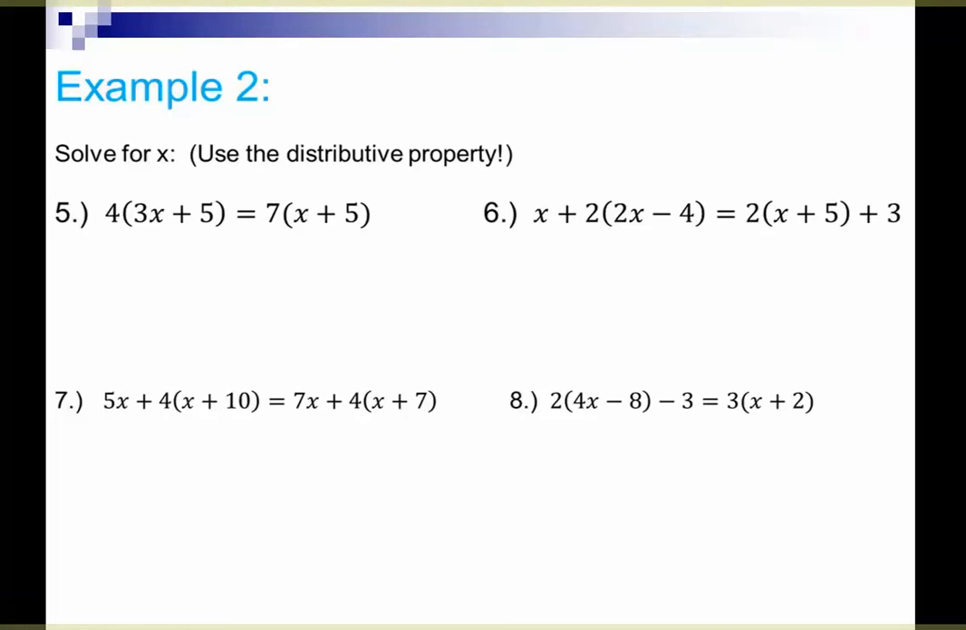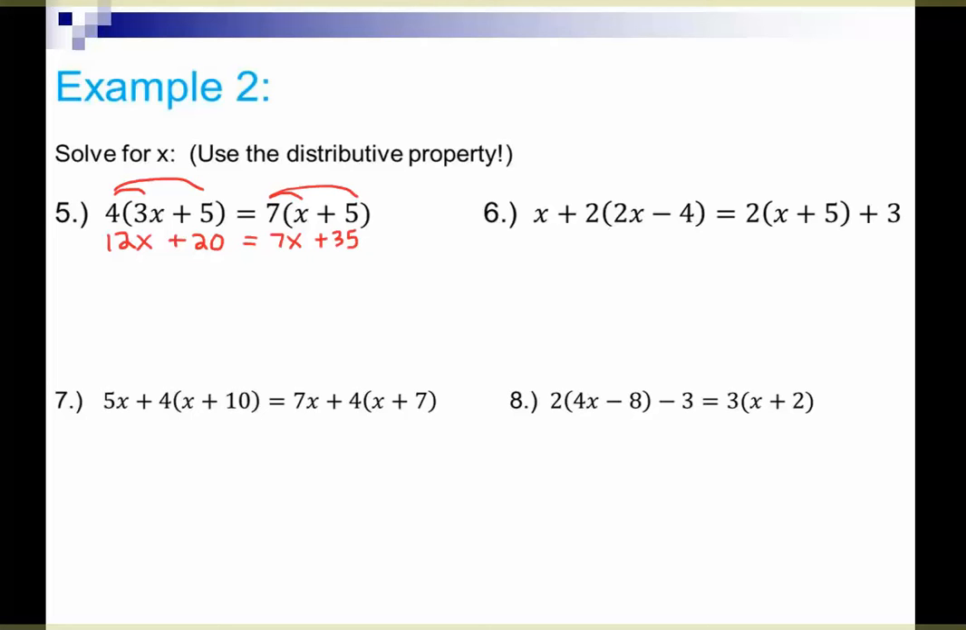All right, let's take a look at how we did. And there's so much stuff going on here, I'll be surprised if I don't make a mistake. So hopefully I get through this okay. All right, let's begin with number 5. We're going to distribute that 4. So 4 times 3x gives us 12x. And positive 4 times positive 5 is going to give us positive 20. That's not so bad. Okay, and then on the other side, positive 7 times positive x is 7x. And positive 7 times positive 5 is positive 35.